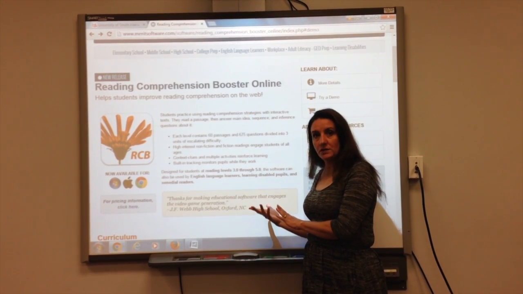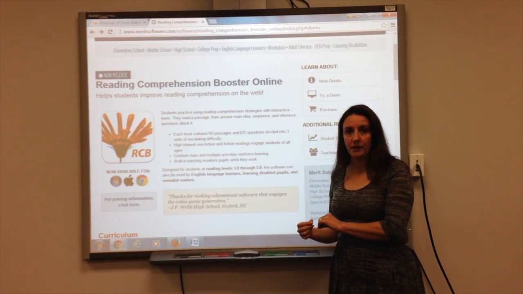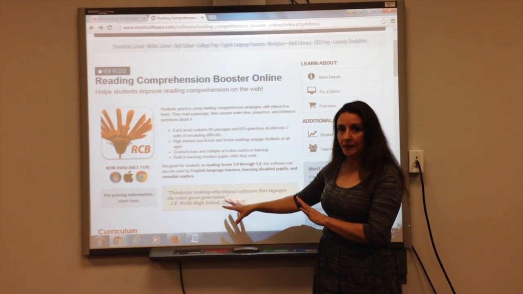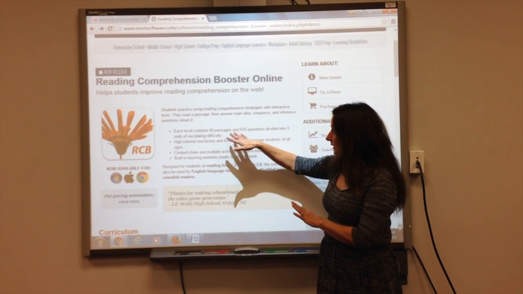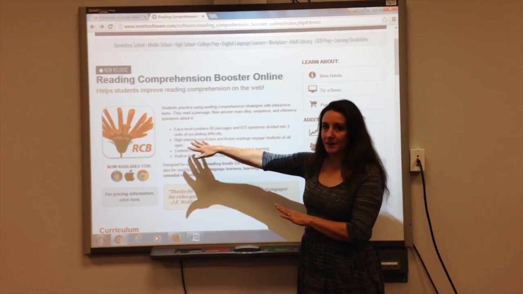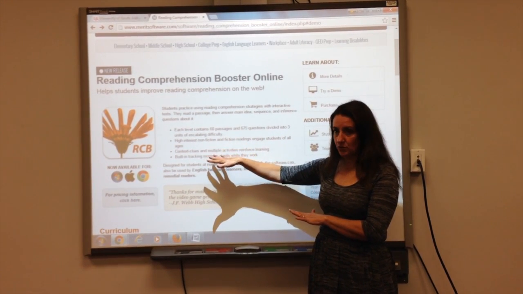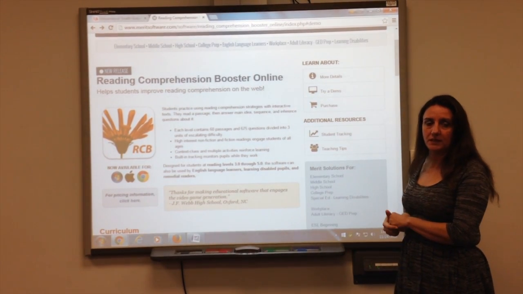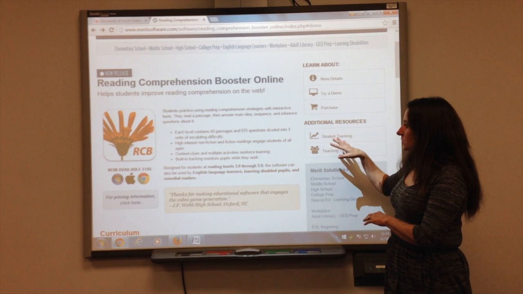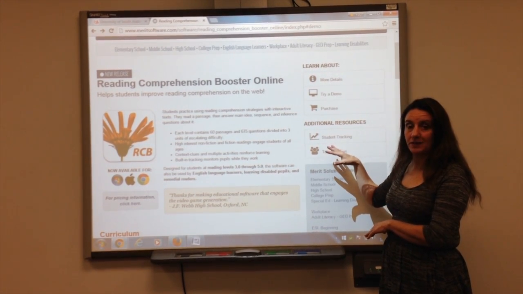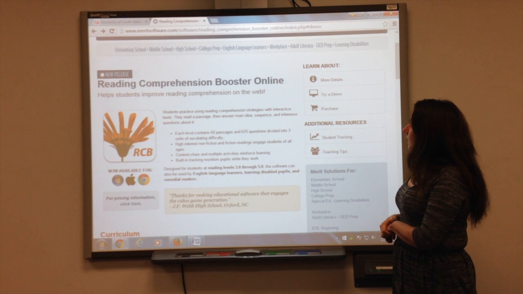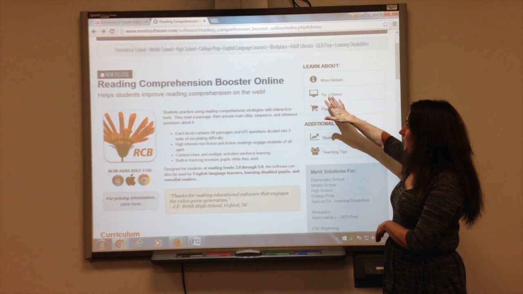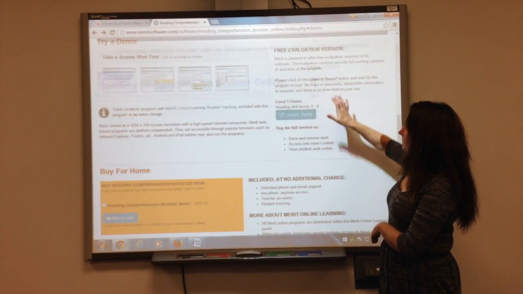It can also be used on an individual basis where each student can log in and be assigned a reading passage, and it will ask them questions and it will escalate in difficulty based on their answers. What's nice about this software is there's also a student tracking form that the teachers can use to individually track the student's progress in real time. Another thing that it has is a try demo, which is what we are going to be doing today for our lesson plan.